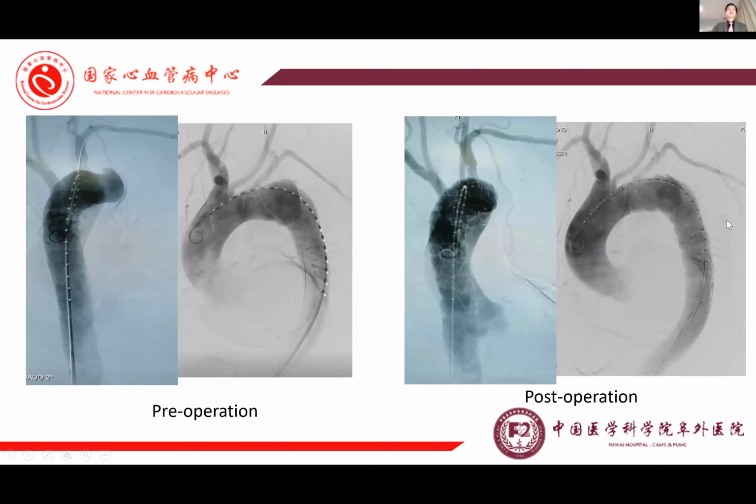So let me show you the before operation and after operation of this case. As we perform the DSA, you may find the lesion right here, very near to the left subclavian. We perform the DSA at different angles. After you deploy the Castor, you may find the lesion disappeared, and the whole anatomy of the aortic arch tends to be normal. And all the branch vessels, especially the LSA, are kept patent.